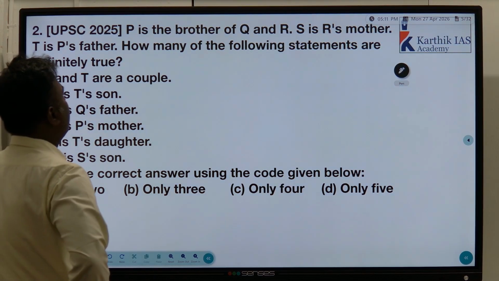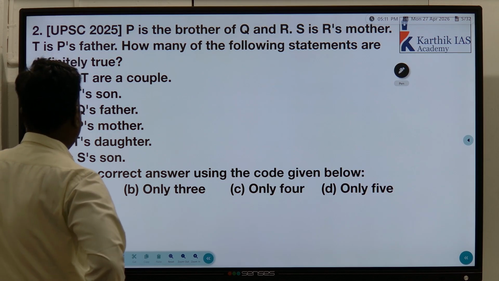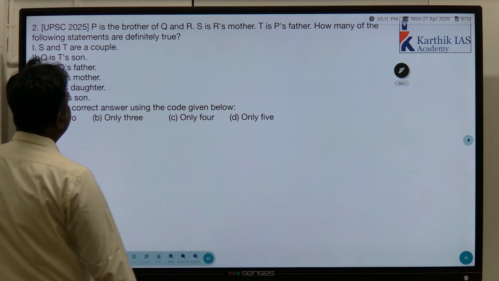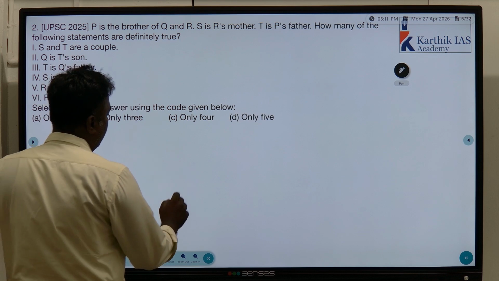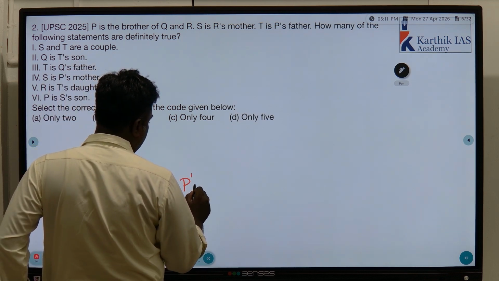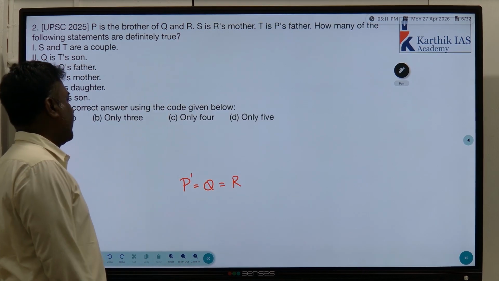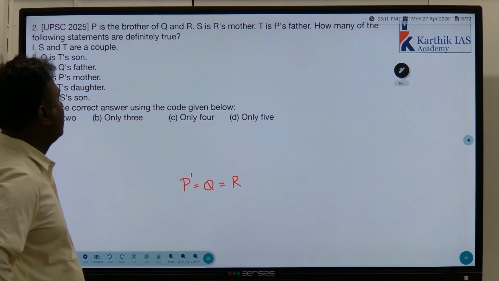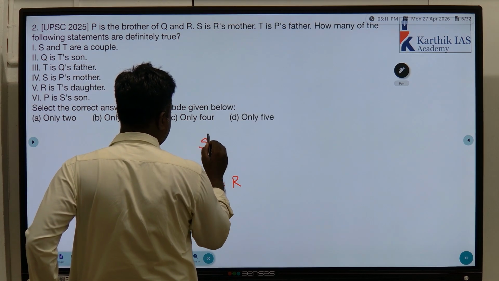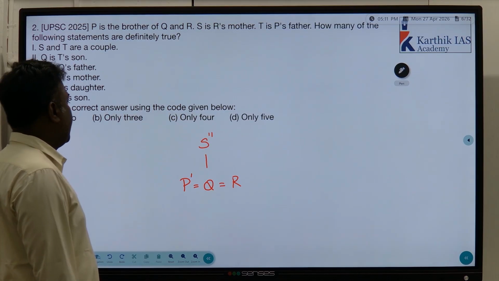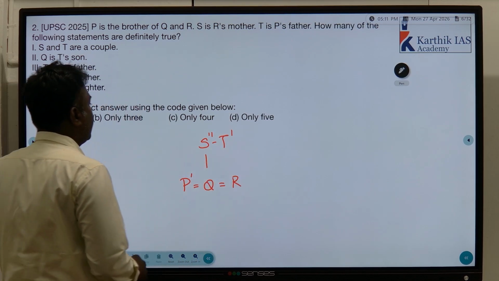P is the brother of Q and R. S is R's mother. T is P's father. How many of the following statements are definitely true is the question. P is the brother of Q and R. We don't know whether Q and R are male or female. S is R's mother, which means everyone's mother is S, right? T is P's father. So obviously their father and mother are S and T.